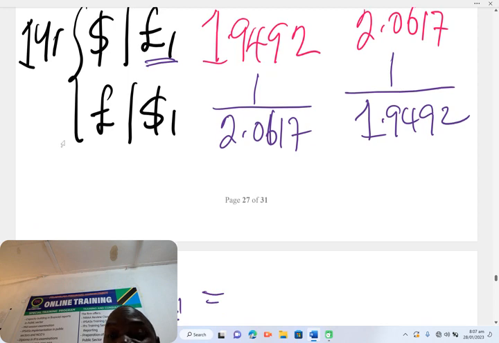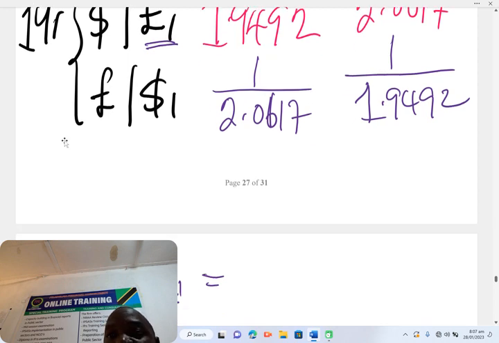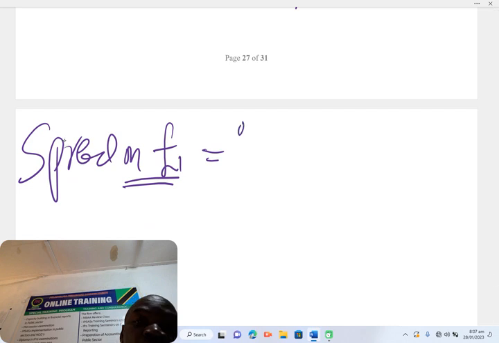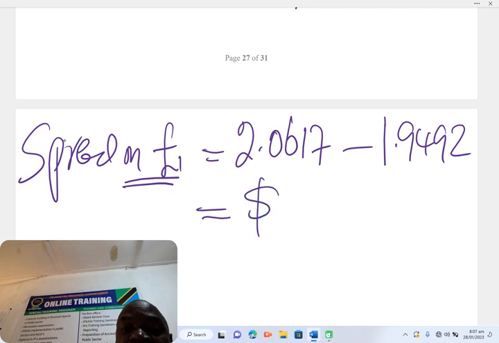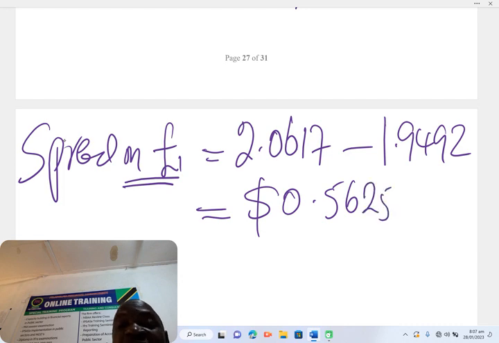2.0617, si ndio? Minus 1.9492. How much is the spread? Yes? 0.05625. This is a spread.